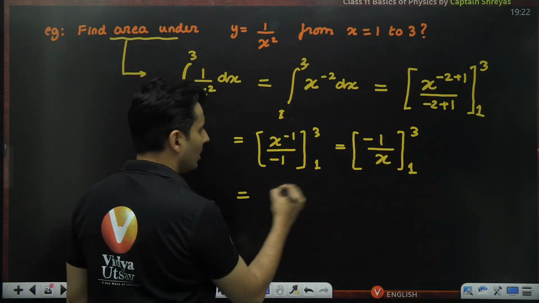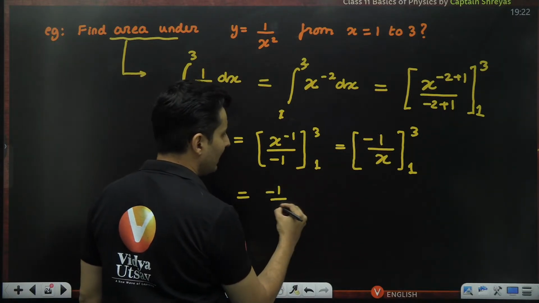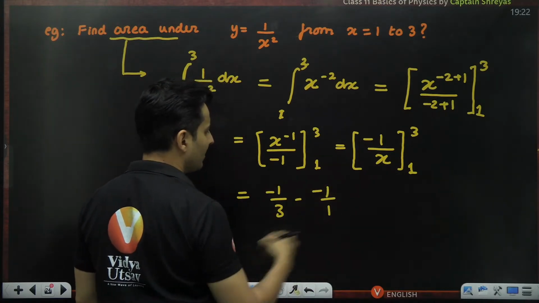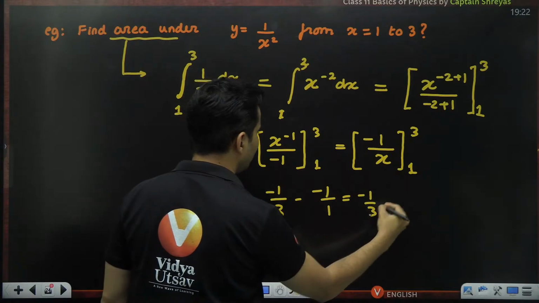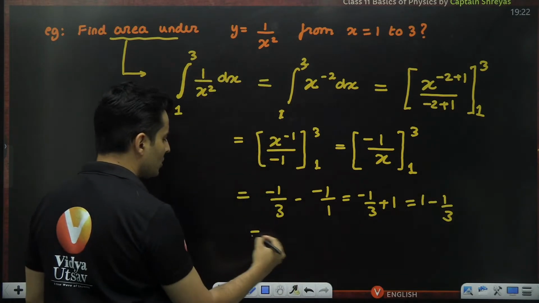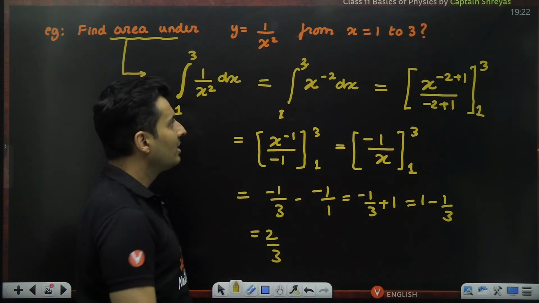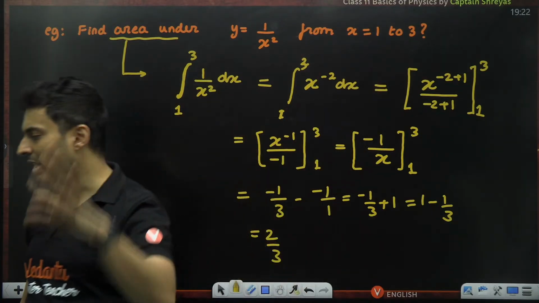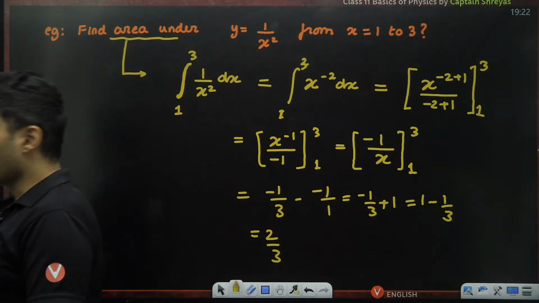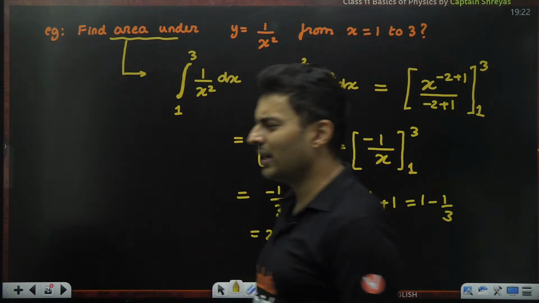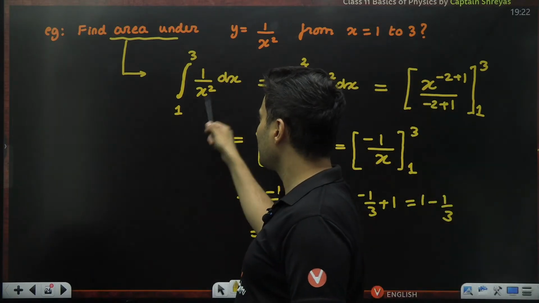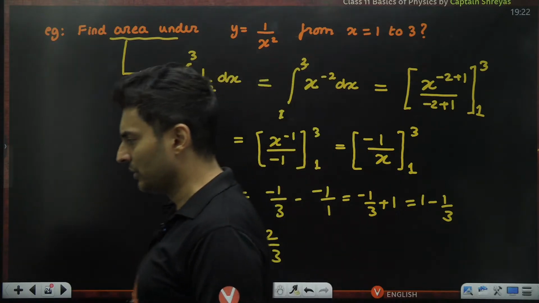So now put the value of x. What is the value of x? It is 3. Then put the value of x for the lower limit, which is 1. Then do the subtraction. So it is minus 1 by 3 plus 1, or it is 1 minus 1 by 3. 3 minus 1 is 2, so it is basically 2 by 3. The answer for this area is 2 by 3 units. You can use square units after the integration. It is understood that it is square units only, or the unit of this times the unit of this, so it will be the square of both the units. It is understood.